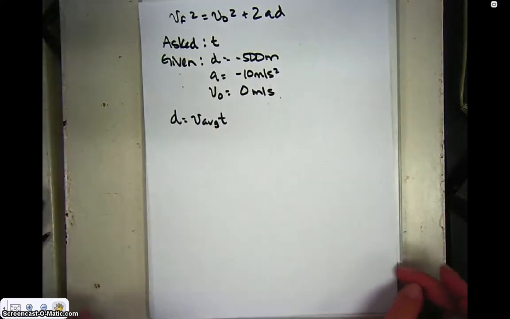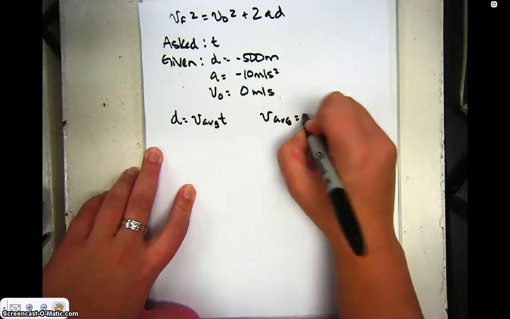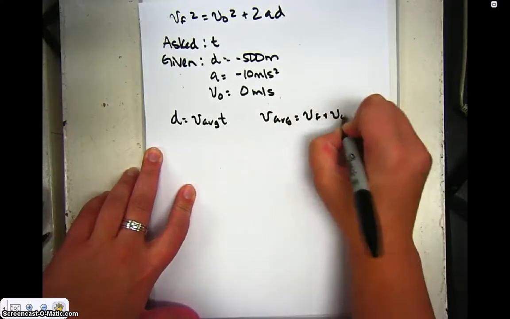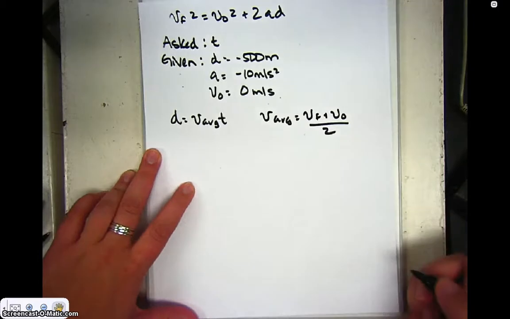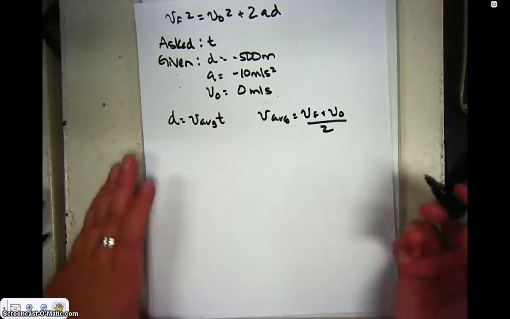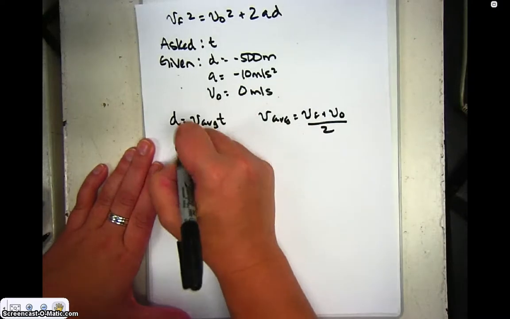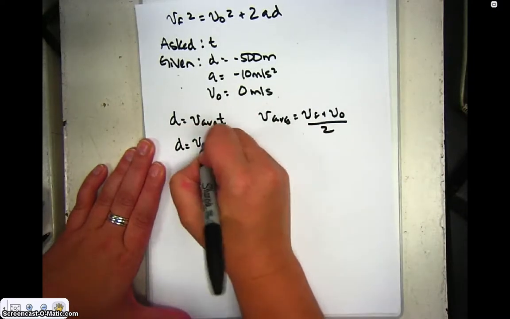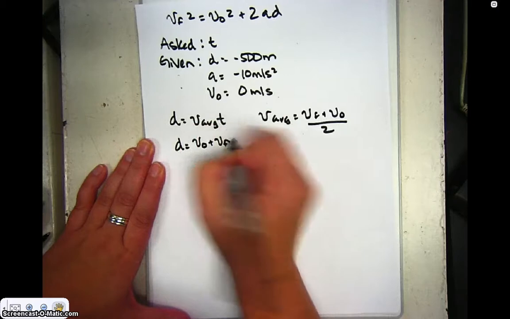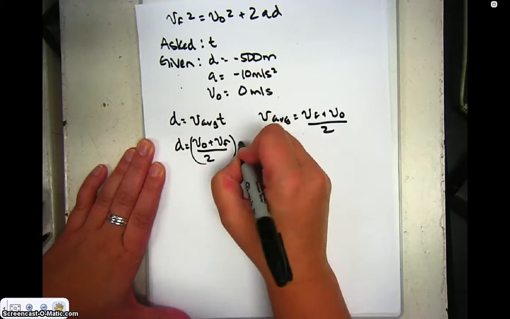And we know that v average is v final plus v initial all over 2. And remember, that is only for constant acceleration, which we're dealing with here because it's gravity. So if I sub that in just like I did before, I get that d equals v initial plus v final all over 2 times t.